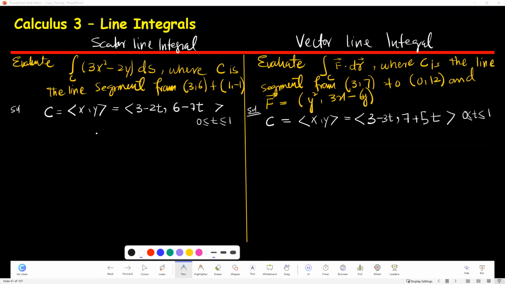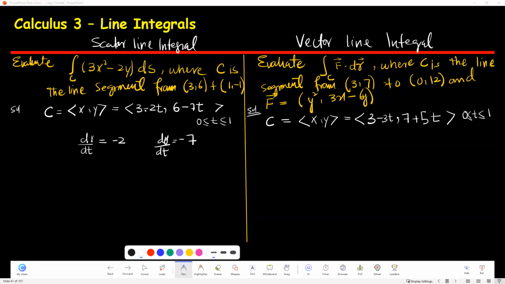Now I'm going to be playing a little bit different rule on the left side versus the right side. Up to this point is pretty much similar. I want to parameterize my curve. dx over dt equals minus 2, and dy over dt equals minus 7.